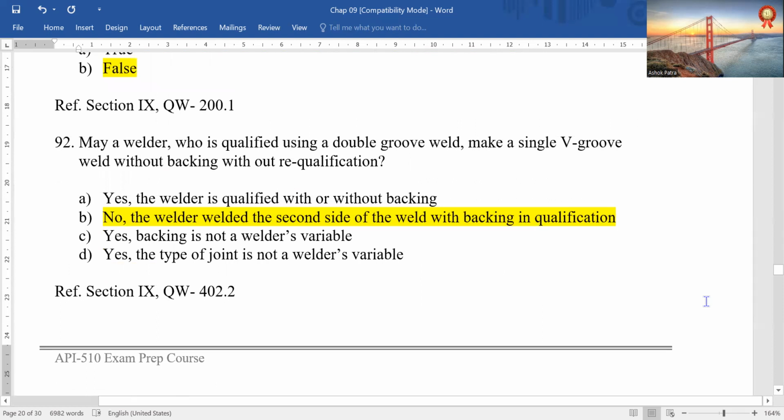May a welder who is qualified using a double groove weld make a single V groove weld without backing, without requalification? No, the welder welded the second side of the weld with backing in qualification.